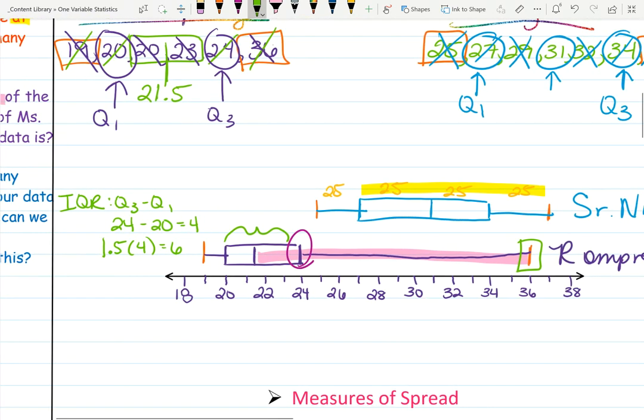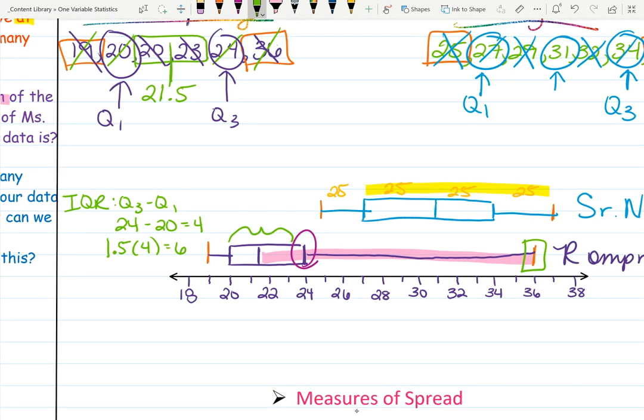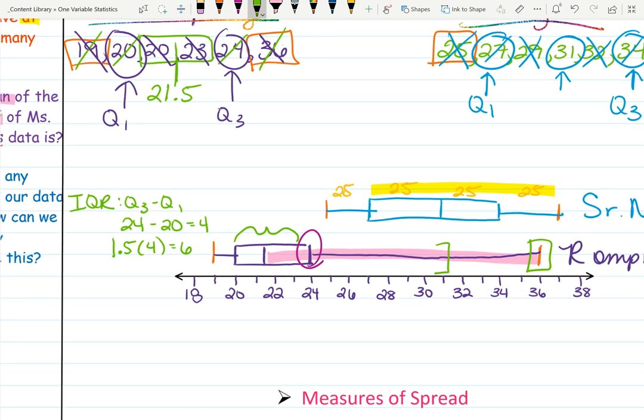However, when we look at 36, at 24, what is the last acceptable number in this data set that wouldn't be considered an outlier? 6 above. So 30 is the cutoff point to not be considered an outlier. Obviously, 36 is well outside this.